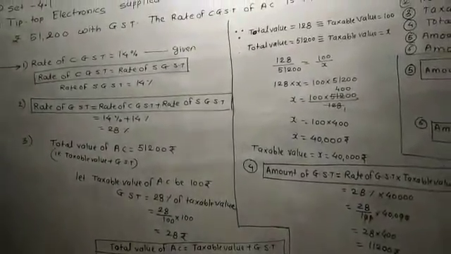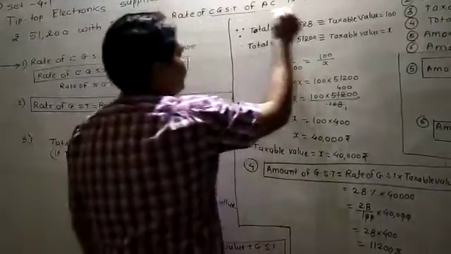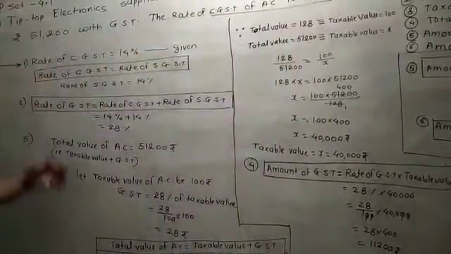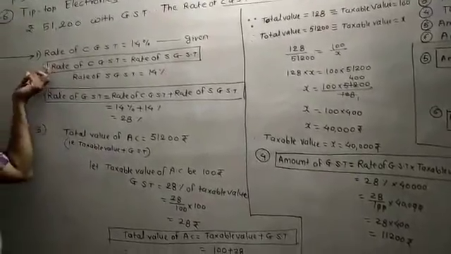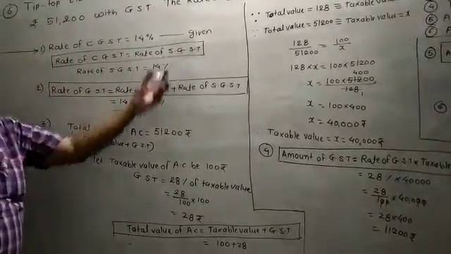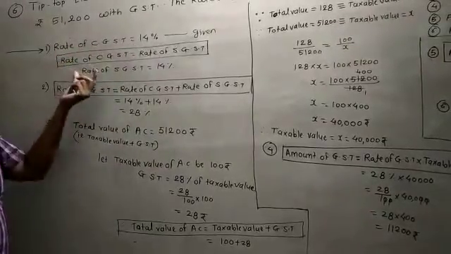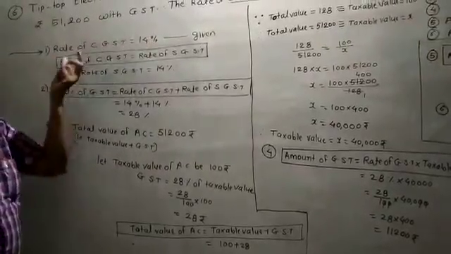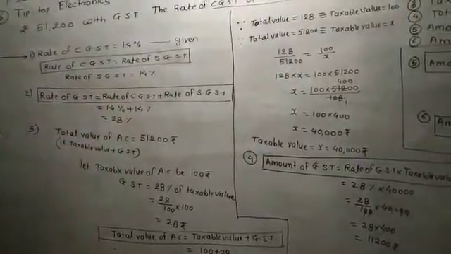First of all, rate of CGST is given. Rate of CGST of AC is equal to 14%. If rate of CGST is 14%, we already learned that rate of CGST is equal to rate of SGST. Then if rate of CGST is 14%, therefore rate of SGST is also 14%.